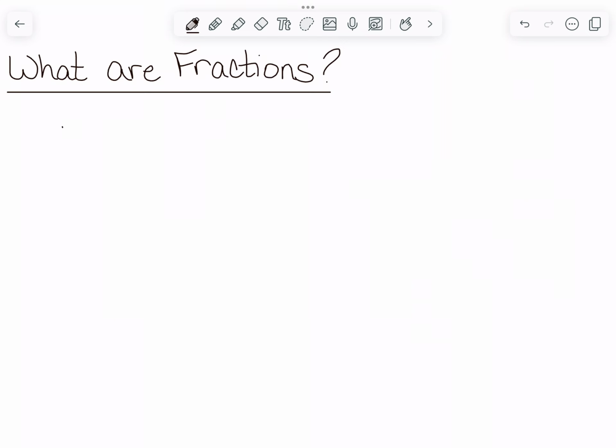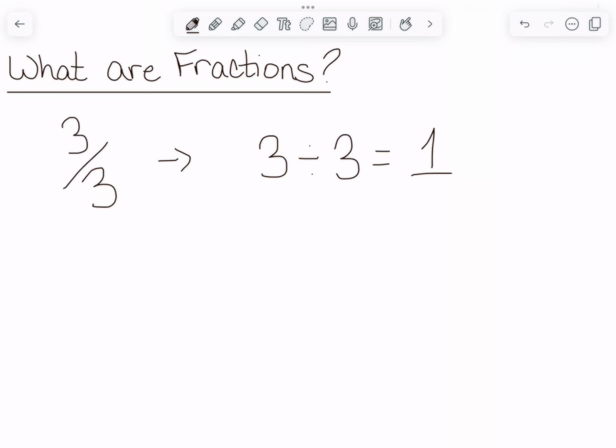Another common mistake is dealing with fractions like 3/3 or 4/4. My definition using division says that this is the same thing as 3 divided by 3, which is 1. And this is always going to be true if the numerator and denominator are the same. Then my final answer would be 1.